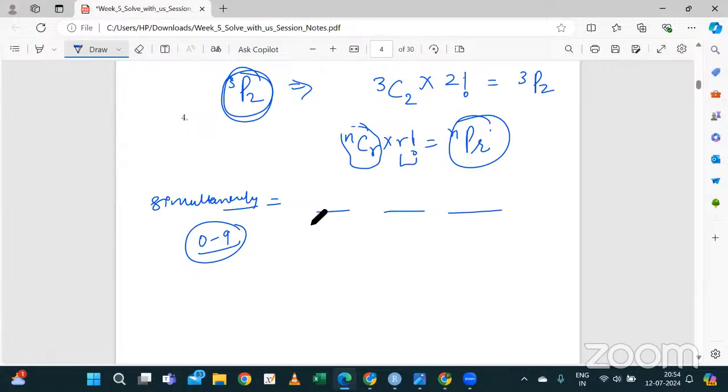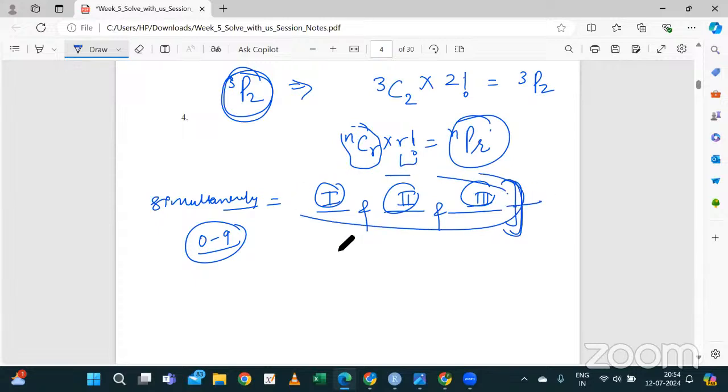First, tell me here. Suppose I have to select the digit for the first place, and for the second place and for the third place. So to perform these things, things are occurring simultaneously, right? Yes or no? To create a password of 3 digits. Yes, sir. Are you getting it? So this is the meaning of simultaneous.